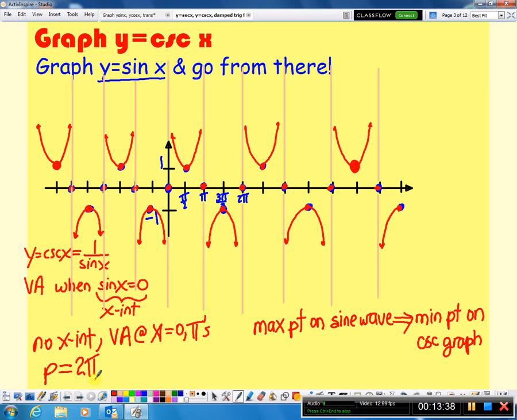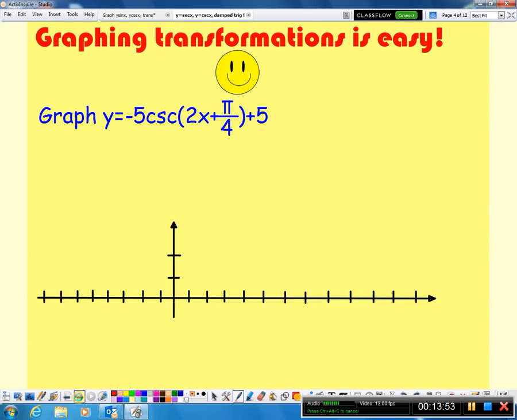So just as a matter of vocabulary, if someone asks you where the minimum points of the cosecant graph are, you're actually looking for the maximum points of the sine wave and vice versa. So let's take a look at graphing a crazy transformation.